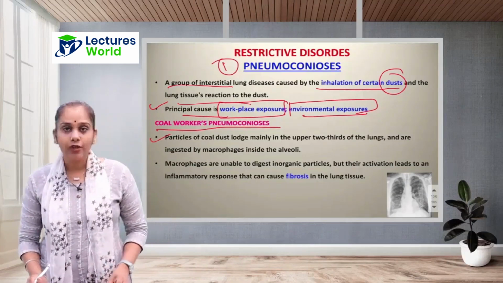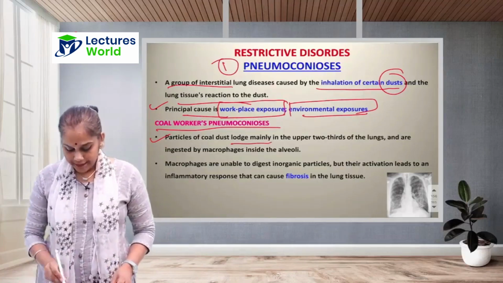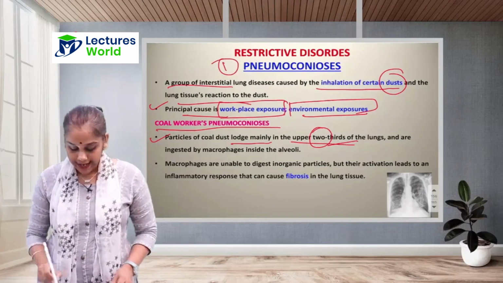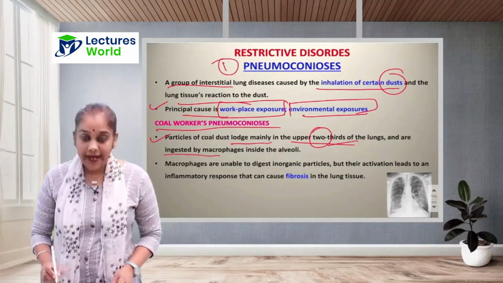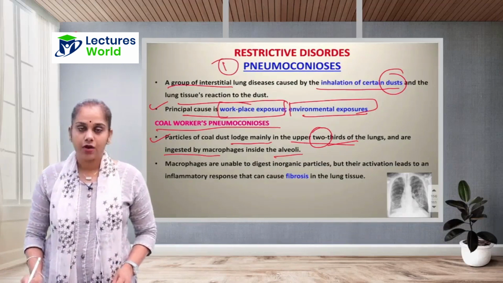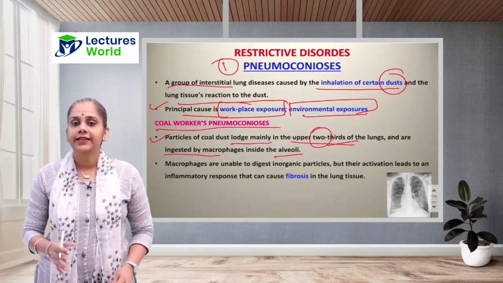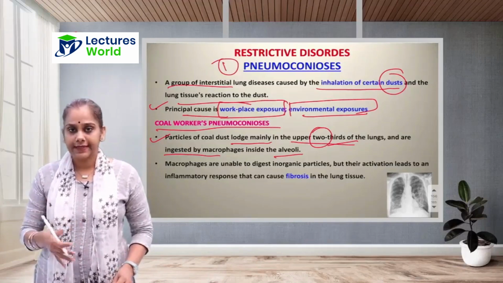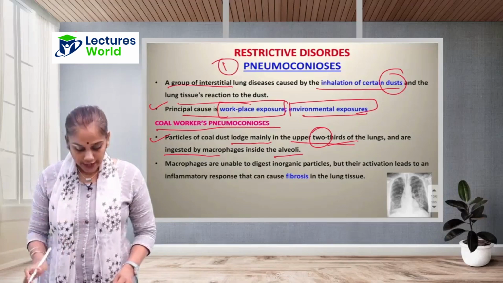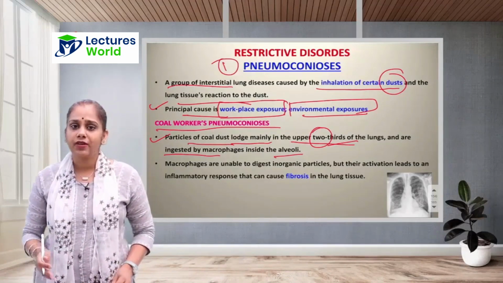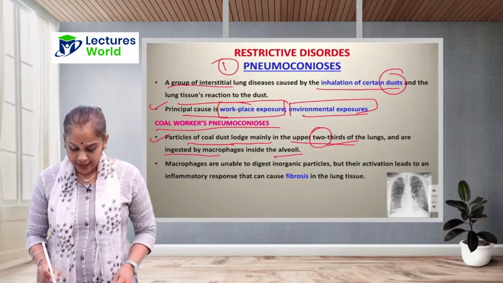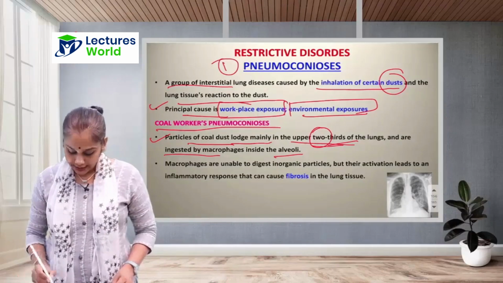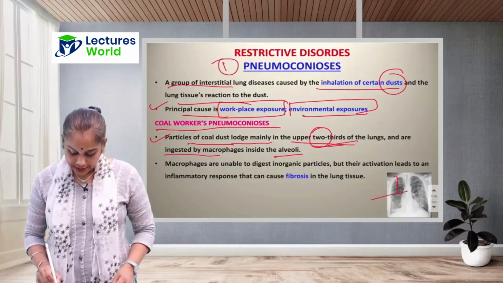Particles of coal dust are lodged mainly in the upper two-thirds of the lungs and ingested by the macrophages inside the alveoli. Okay, inside the alveoli there are macrophages. They kill the pathogens that are inhaled into the lungs. Okay, so coal dust can cause an infection. They are mostly lodged in the upper two-thirds of the lungs.